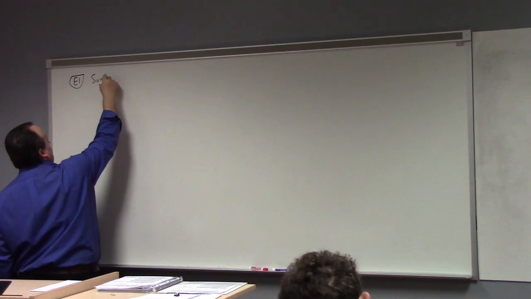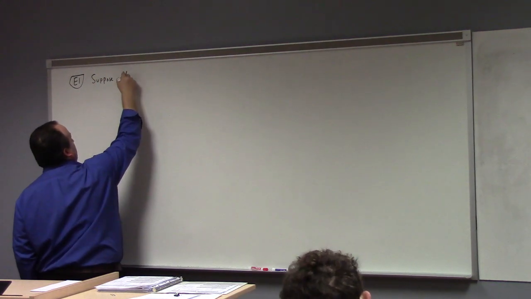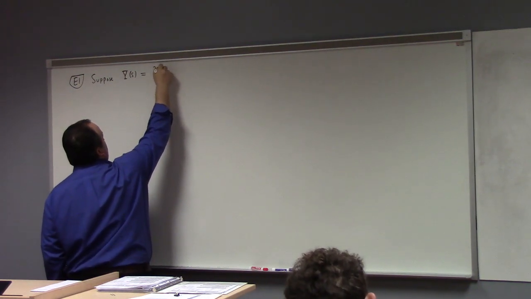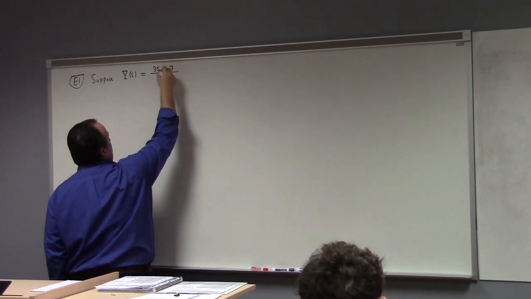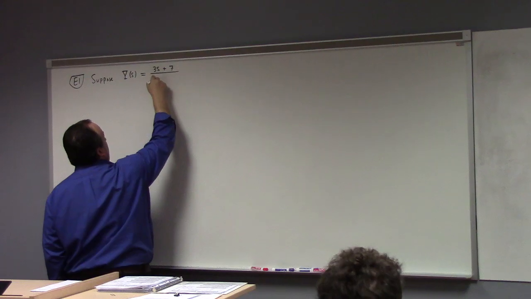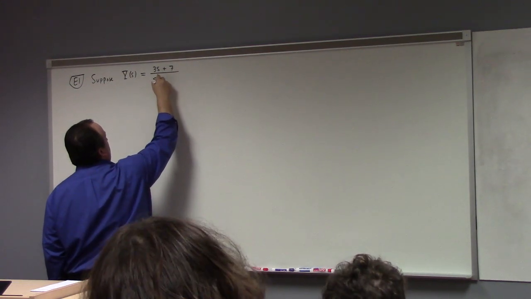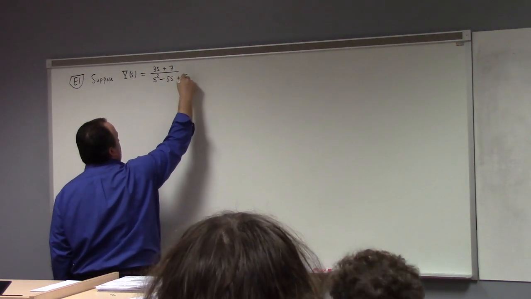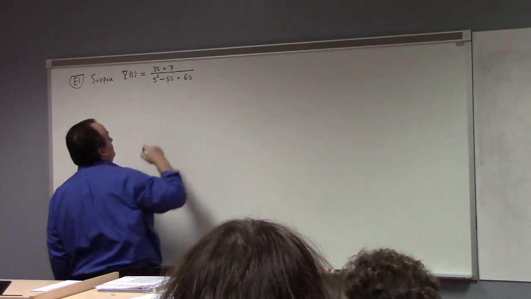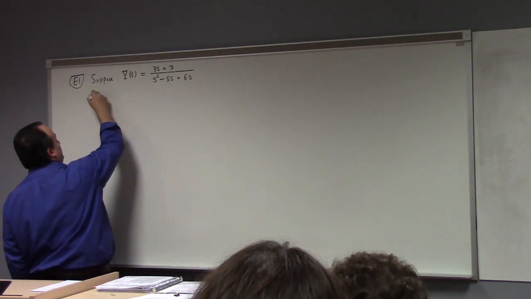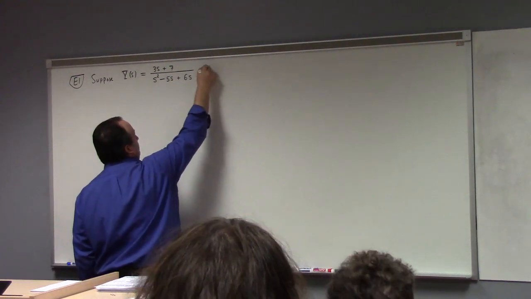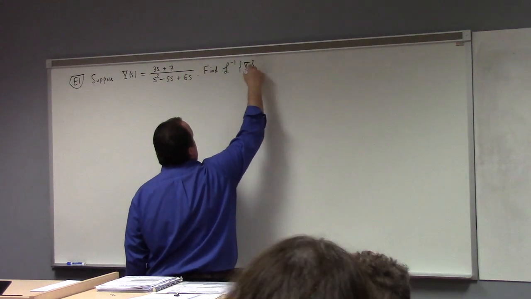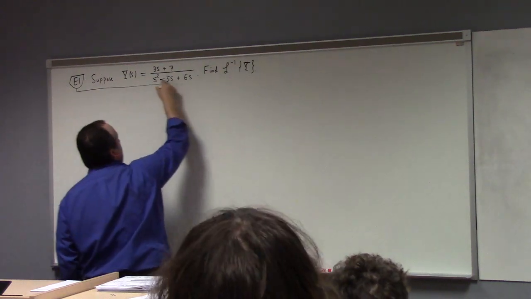Suppose Y as a function of s is equal to 3s plus 7 divided by s squared minus, let's say, 5s plus 6s, all right? Here's the question: find the inverse Laplace transform of big Y. So calculate the inverse Laplace transform of this thing right here.